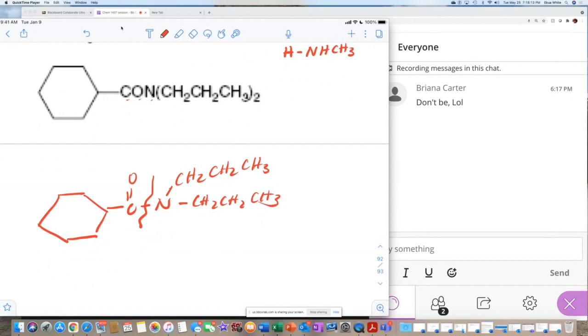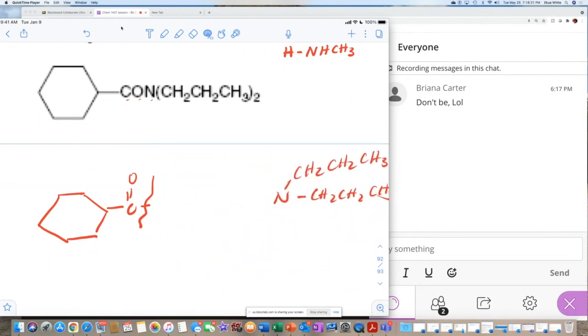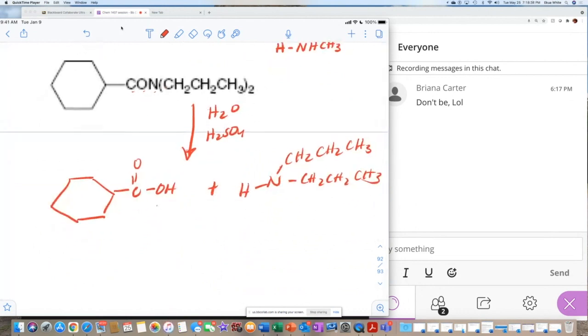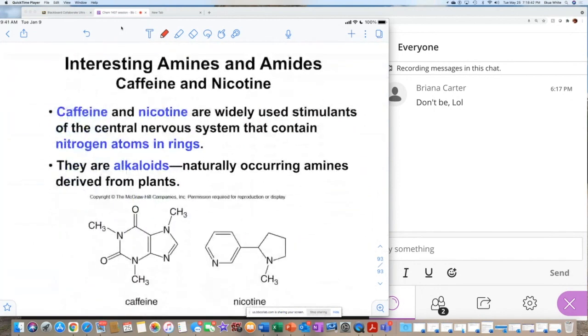And so, of course, if that happens, oh, that's a lot to rewrite. If that happens, this goes over here on one side. And then, of course, over here, you see the OH come in. So this would be our product when you add H2O and sulfuric acid. The OH comes in over here, and then the H comes in over here. And this becomes our product. Okay?